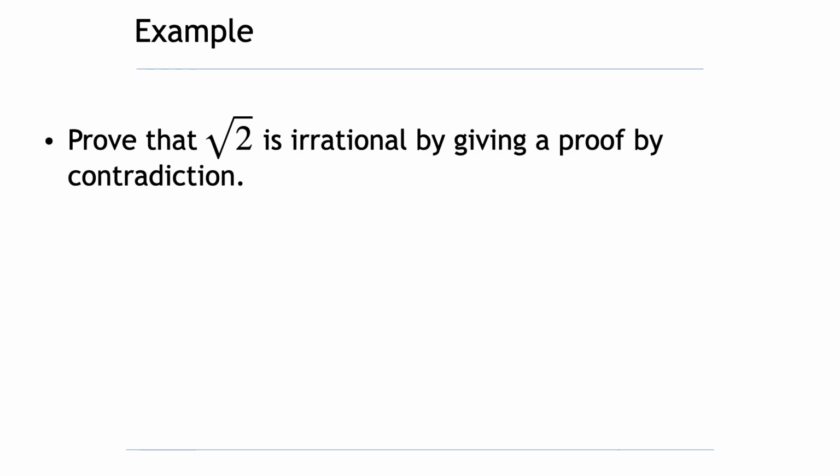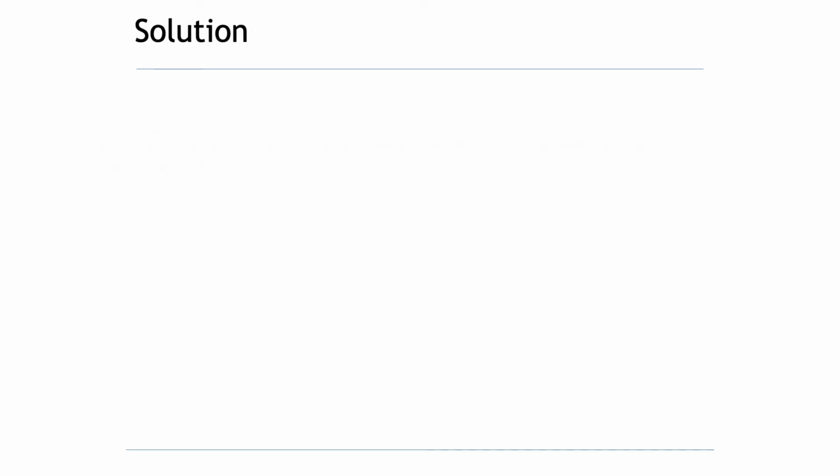Let's see another example. Prove that the square root of 2 is irrational by giving a proof by contradiction.